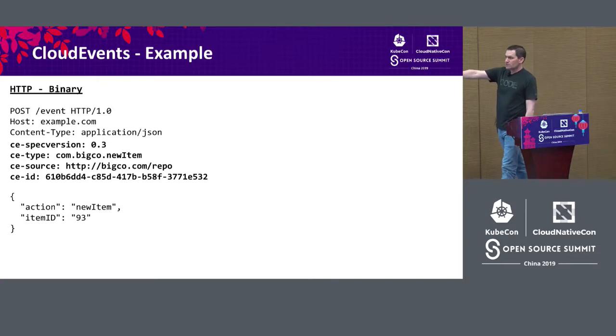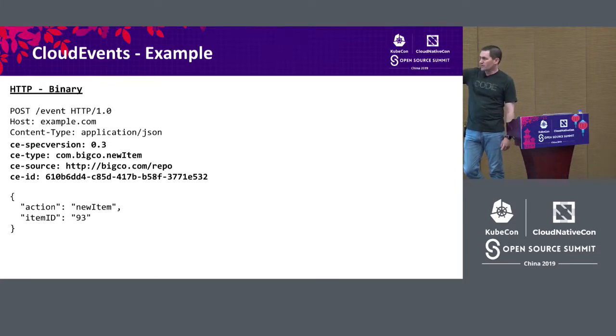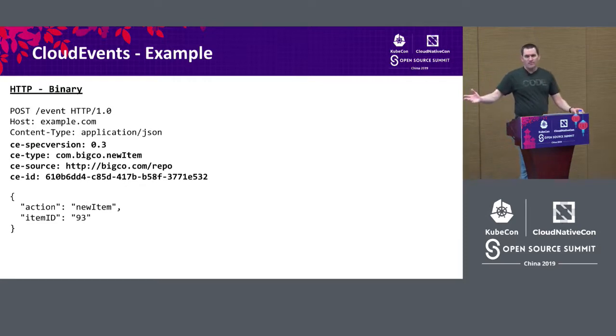So this just distinguishes it from those guys. Then you have the source. So who sent this event? In this particular case, bigco.com/repo, right? And finally, just some unique identifier. Think of it just as a UUID. And that's it. There's not a whole lot here, and that's the point.